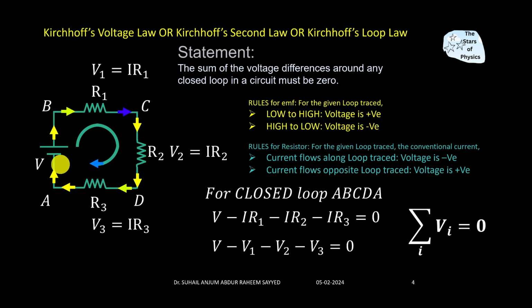And these are the different currents flowing in this direction. The statement of Kirchhoff's voltage law is that the sum of the voltage differences around any closed loop in a circuit must be zero. Here we have to follow two rules for a battery and two rules for components like resistors.